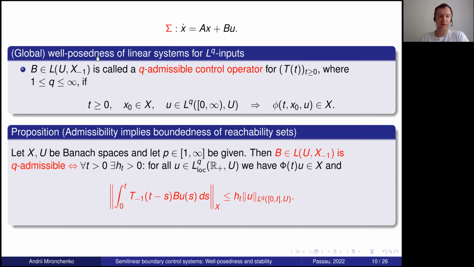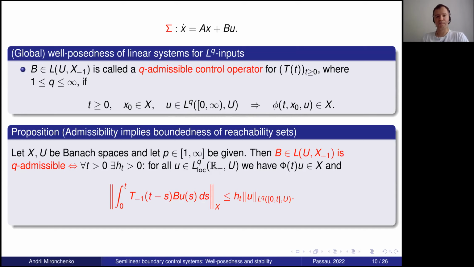And here comes an important definition. So the operator B is called q-admissible for our semigroup if such a property holds. Basically, it means that for all u from the space L^q, our trajectory is well defined. Well, this is how people from functional analysis call this property. In terms of systems theory, what is written here is forward completeness for inputs from the L^q space.